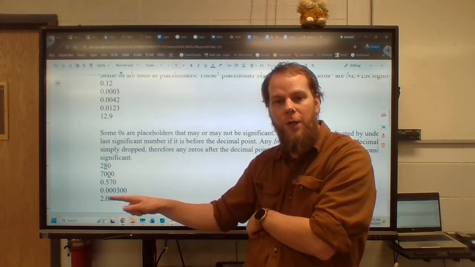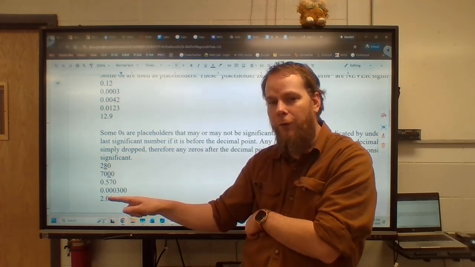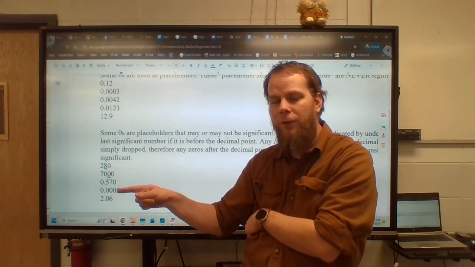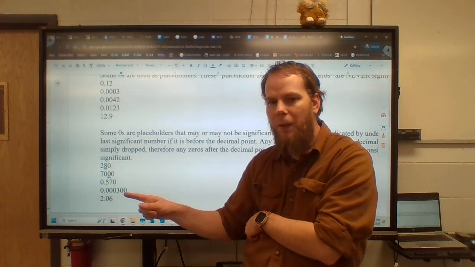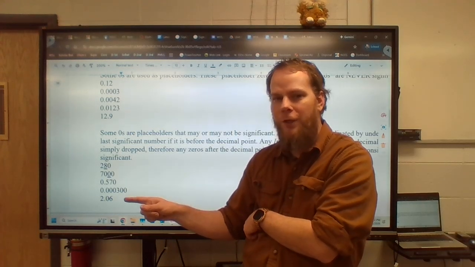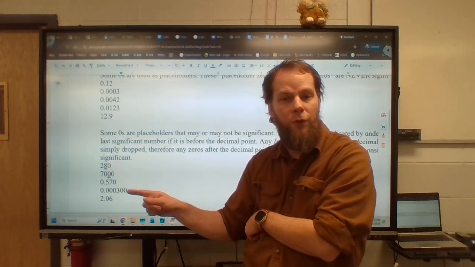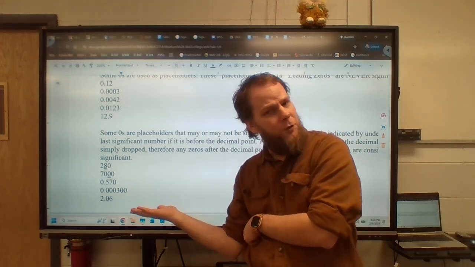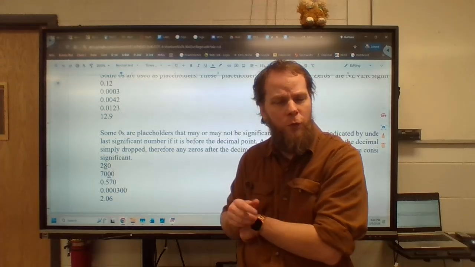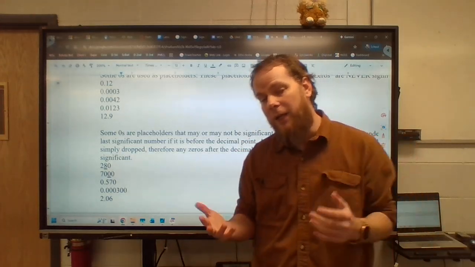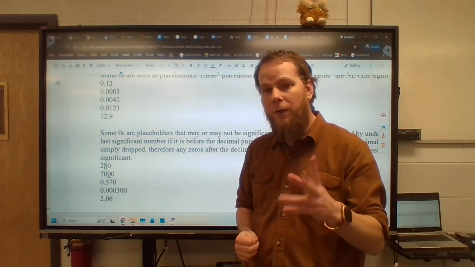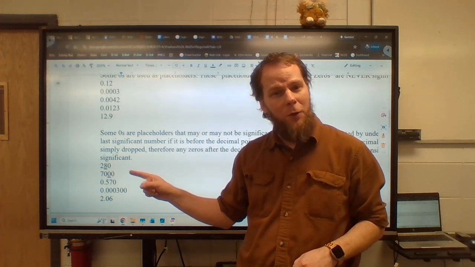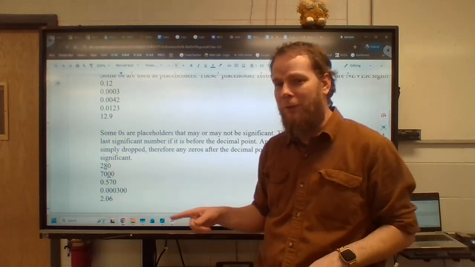Going down to this one here, 0.000300. All 4 of these leading zeros, insignificant. But these 2, we wouldn't have written them if they weren't significant. So this is a 3 sig-fig number. And then again, bringing up the rear, we have another number that really doesn't belong in this section, 2.06. That is going to be a 3 sig-fig number. Apologies for forgetting to go through this before having you work on that. So I hope that didn't stress anyone out too much.